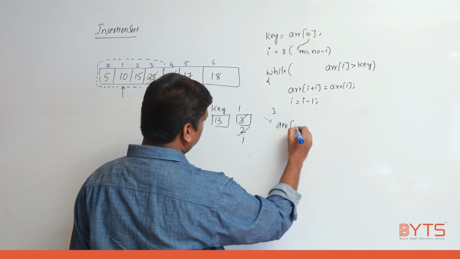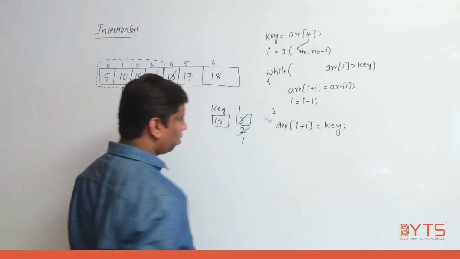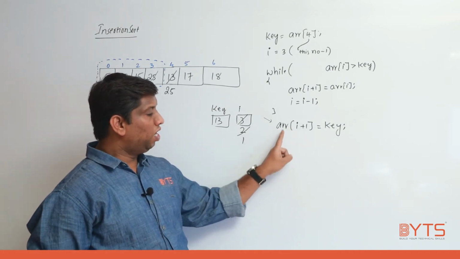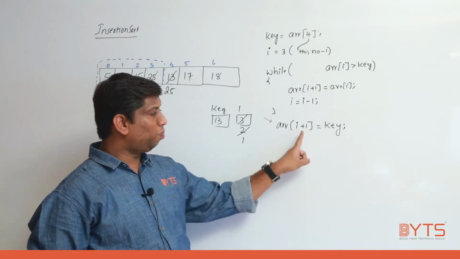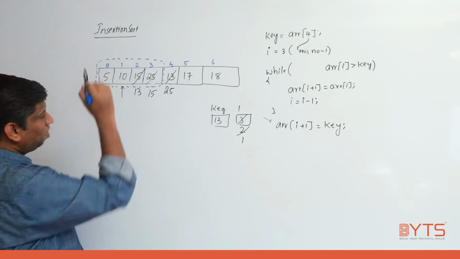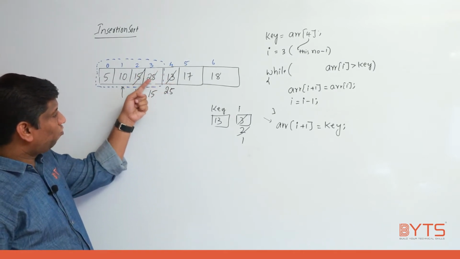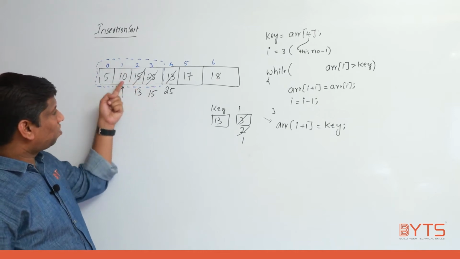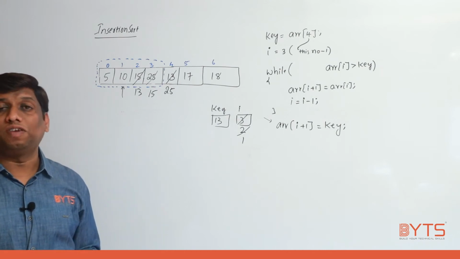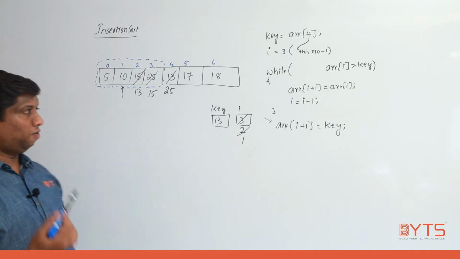How can I do that? ARR of I plus 1 is equal to key. Now tell me, what is the value of I? 1. 1 plus 1, 2. ARR of 2 is equal to key, means key value should be updated to ARR of 2. Here, what value did I update? 13. See what I am trying to do? I moved 25 to this location, I moved 15 to this location, and I got the empty slot. In the empty slot, I inserted what value? 13. So this type of mechanism is used in which sort? Insertion sort.